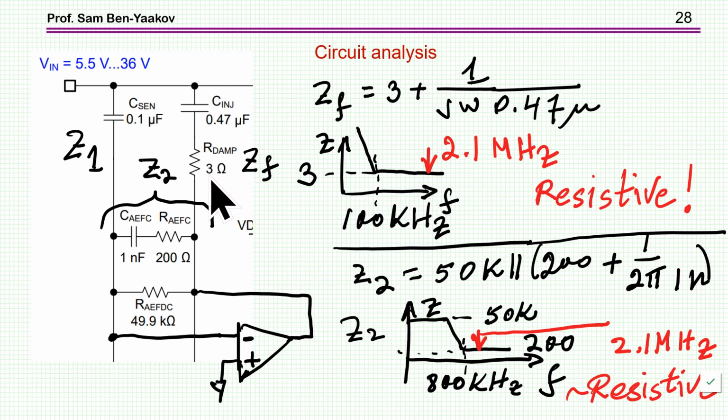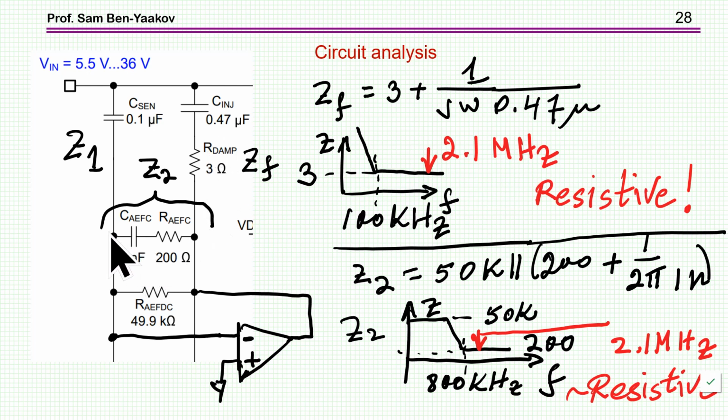So we are reflecting a resistor and not a capacitor. This capacitor really doesn't play any role, being large enough. You can put another value, it'll be the same, as long as the breakpoint here is below the 2.1 megahertz. So this is a reflection of a resistor.